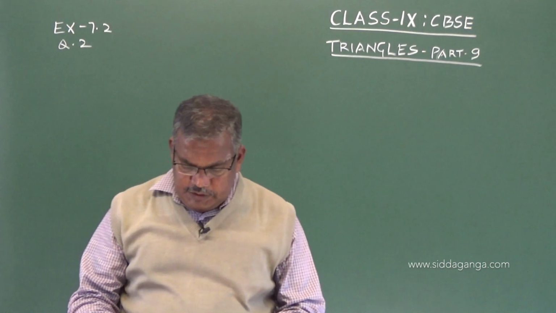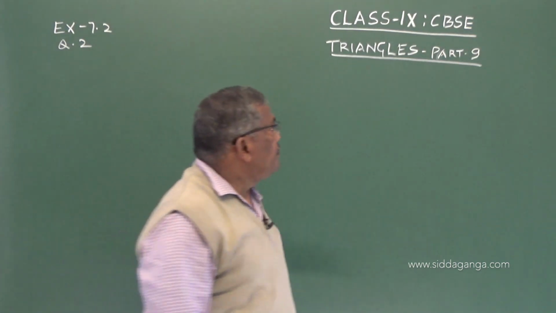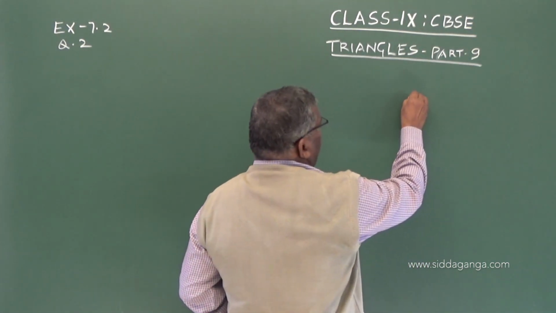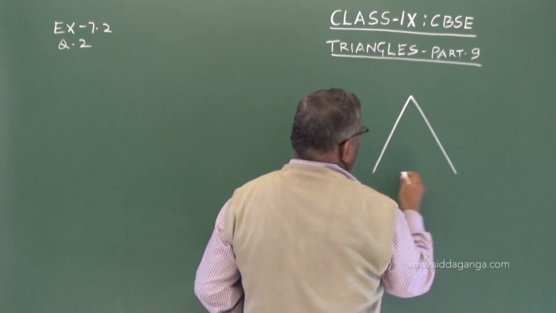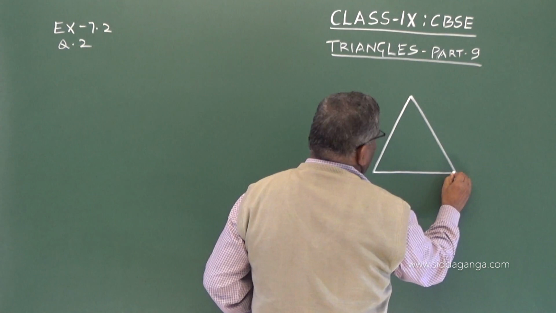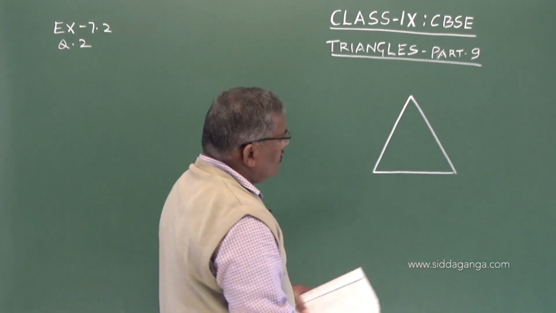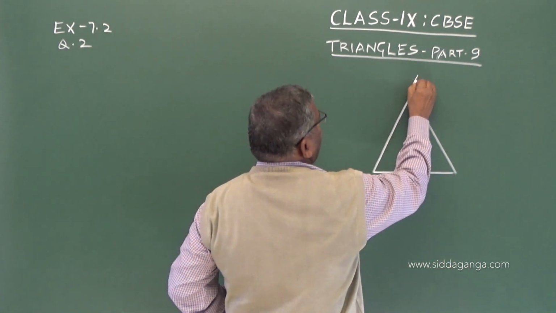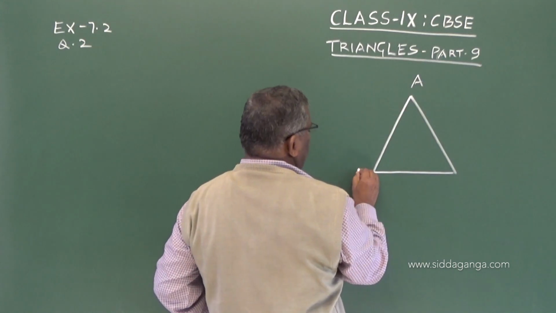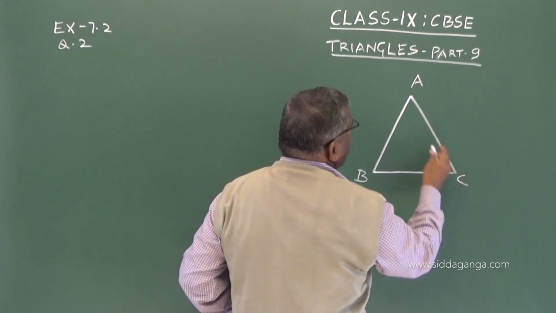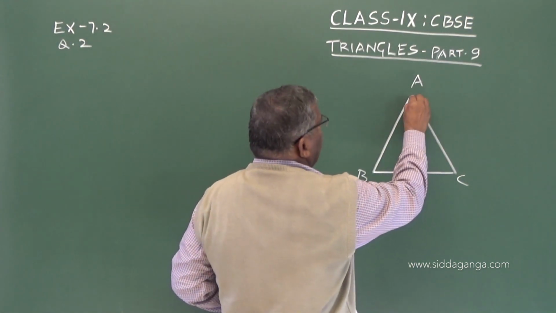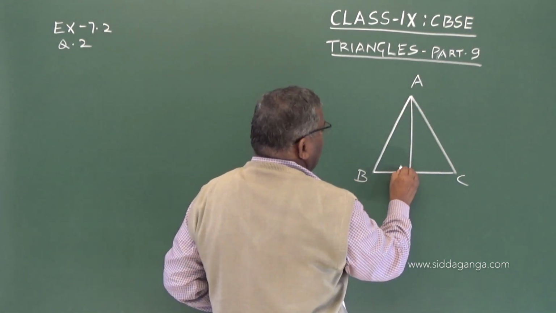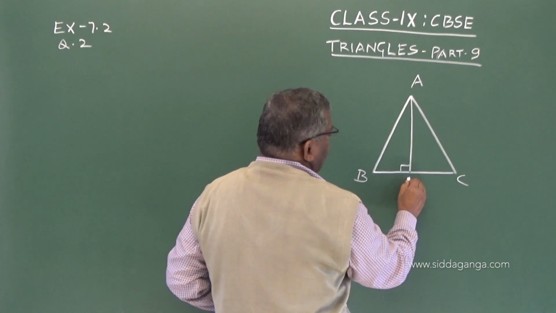So in this there is a diagram. I will first draw the diagram. So triangle ABC, and AD is the altitude.